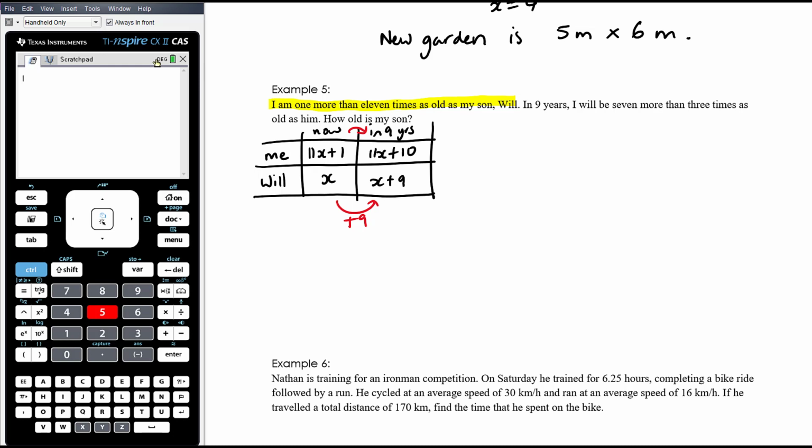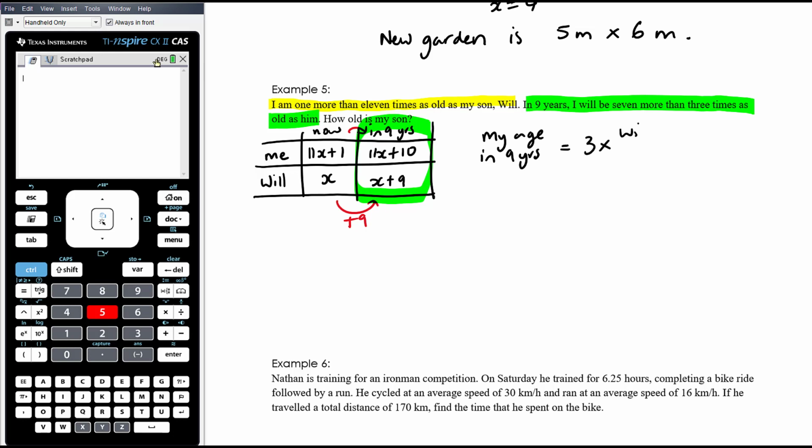Okay, so now we've got expressions for our ages in 9 years. We can use the sentence about what's happening in 9 years' time. Using the variables in the green column, I will be 7 more than 3 times as old as him. Sometimes it helps to write out the sentence in words. My age in 9 years is equal to 7 more than 3 times as old, so 3 times Will's age in 9 years plus 7.